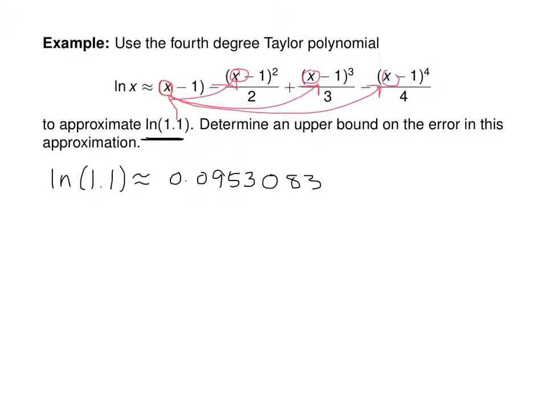Since this approximation is centered at 1, as you can see from all the x minus 1 terms, it is most accurate for numbers near 1. You wouldn't want to find ln of 502 using this expression. You want to use something different.